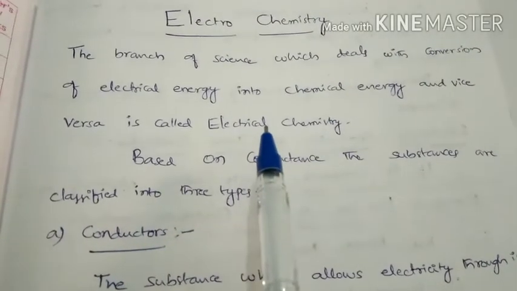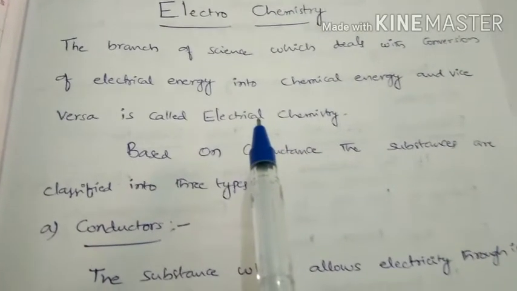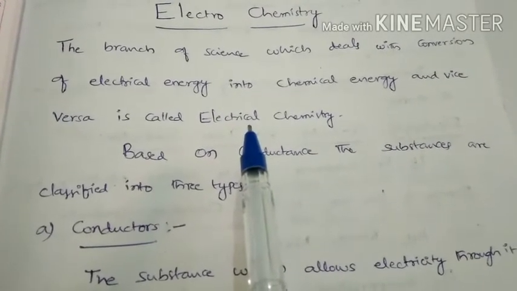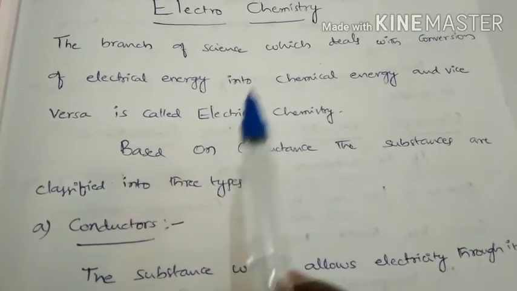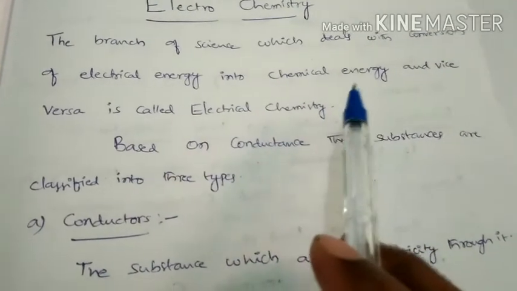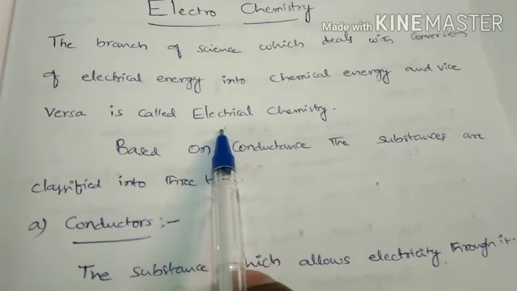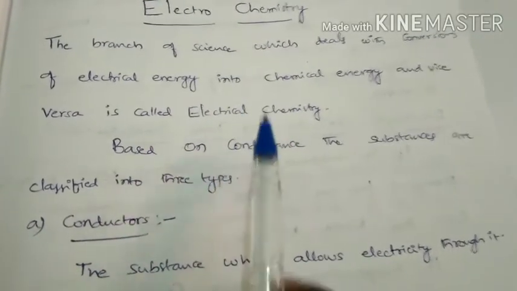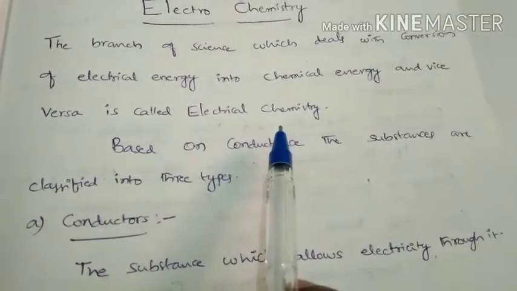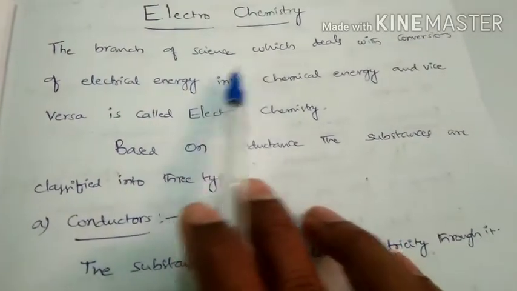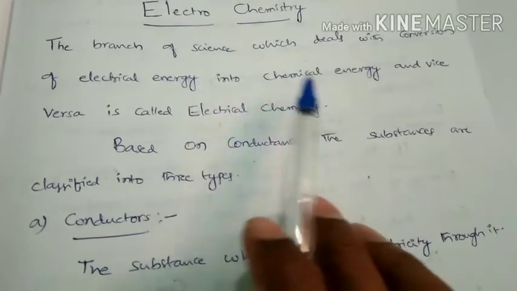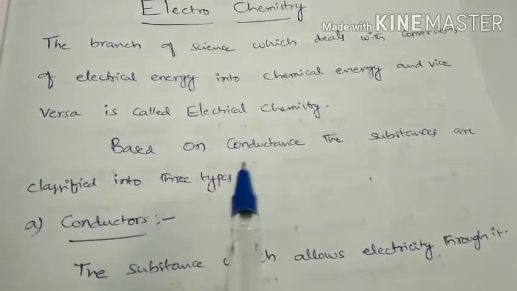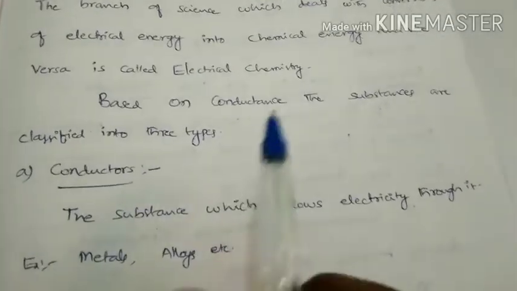Hi students, this is chemistry second chapter, that is electrochemistry. The definition is, in any process, if electrical energy is converted into chemical energy or chemical energy is converted into electrical energy, that process comes in electrochemistry. So the definition is, the branch of science that deals with conversion of electrical energy into chemical energy and vice versa is called electrochemistry.